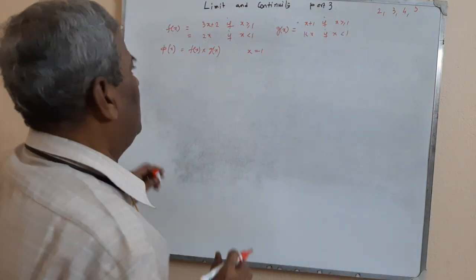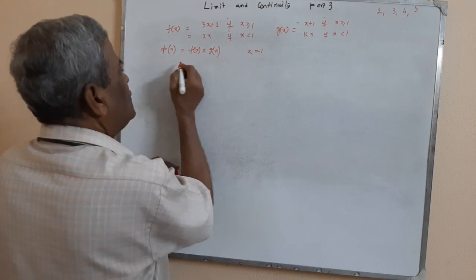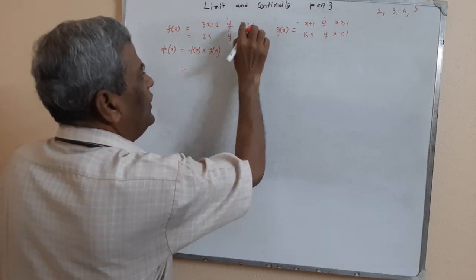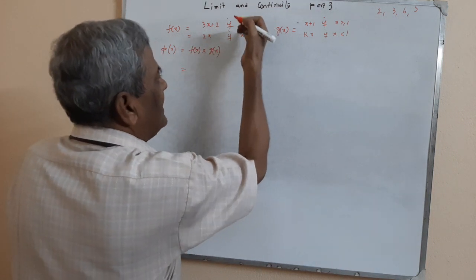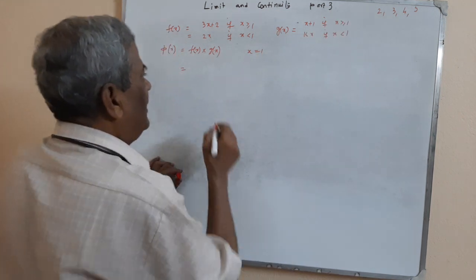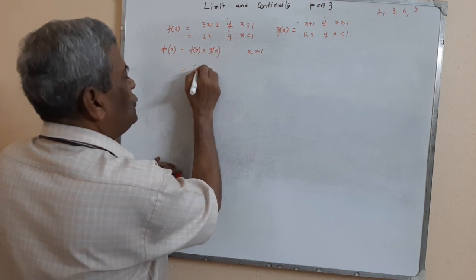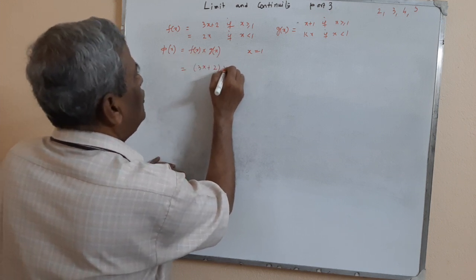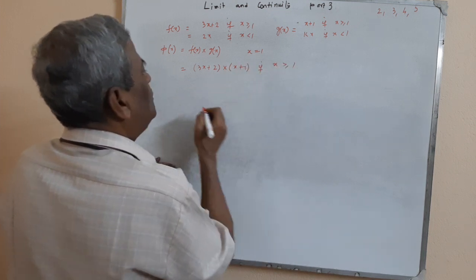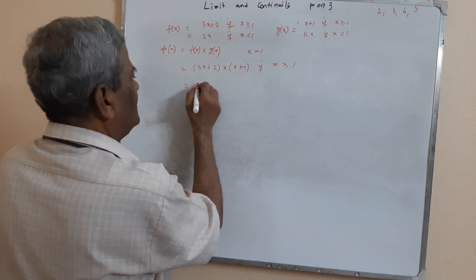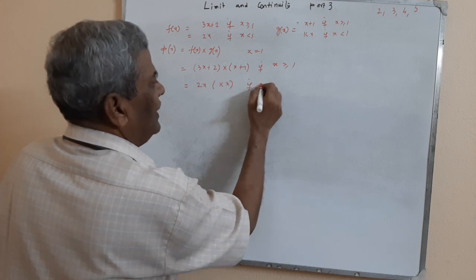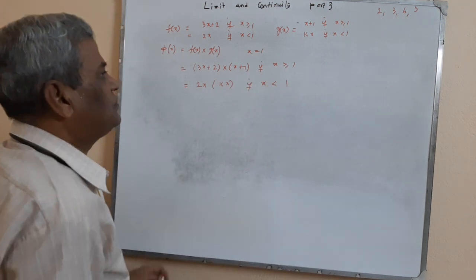That problem is very simple. Actually phi(x) is equal to f(x) into g(x). f(x) is defined in 2 intervals, this and that. g(x) is also defined in the same 2 intervals. Therefore, phi(x) is equal to (3x plus 2) into (x plus 1) if x is greater than or equal to 1, and 2x into kx if x is less than 1.